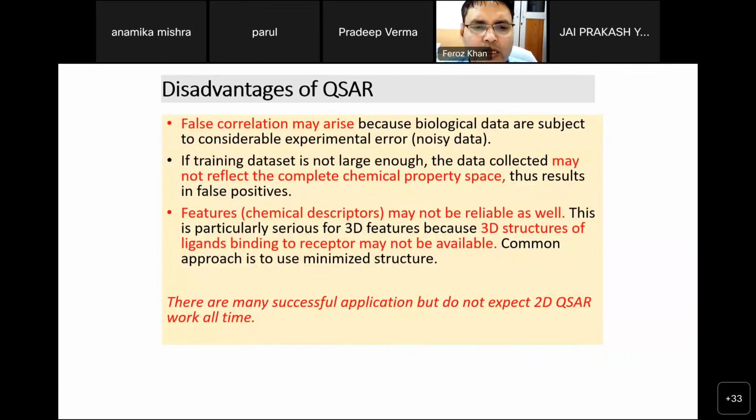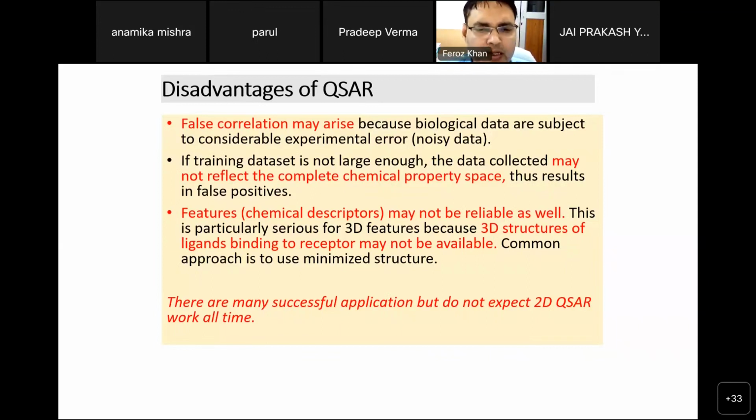So please take care. Do not do independent research work. Always collaborate with some chemist and some in vitro assay person. An in vitro bioactivity working lab must be there along with the QSAR model. So that will give you the positive chances to have a good model. Normally it happens that false correlation is done, even the reflection of the complete chemical properties is missing, and even the chemical descriptors may not be reliable enough from the software. So these are the limitations of QSAR also.